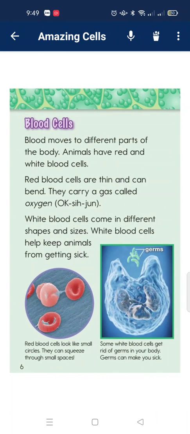Blood cells. Blood moves to different parts of the body. Animals have red and white blood cells. Red blood cells are thin and bendy, and they carry a gas called oxygen. White blood cells come in different shapes and sizes. White blood cells help keep animals from getting sick.